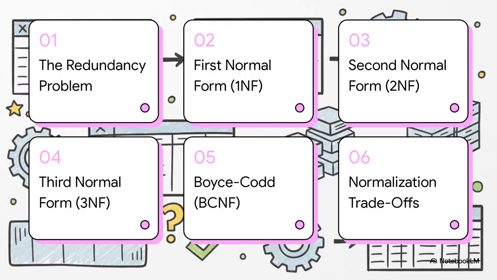So, here's our game plan. First, we're going to identify the main villain, the redundancy problem. Then, we'll conquer it step by step, climbing the ladder of normal forms. First, second, third, and the super strict Boyce-Codd. And finally, we'll zoom out and talk about the real-world trade-offs you have to make.